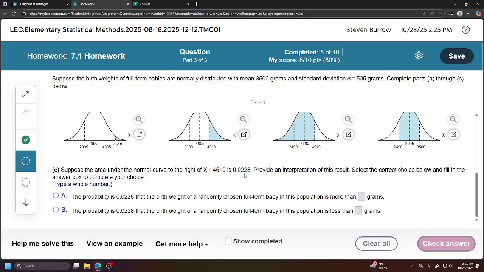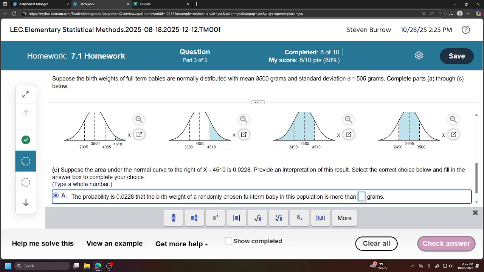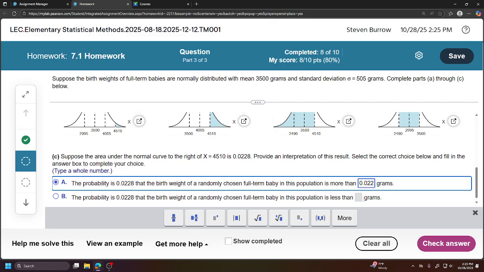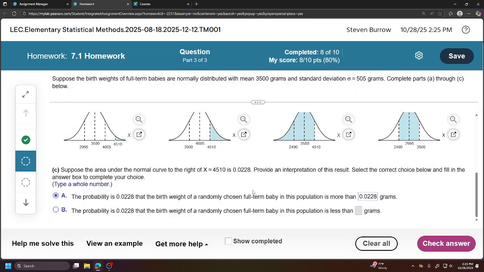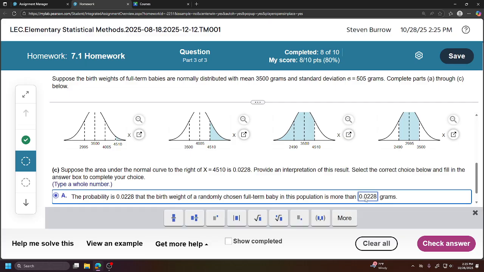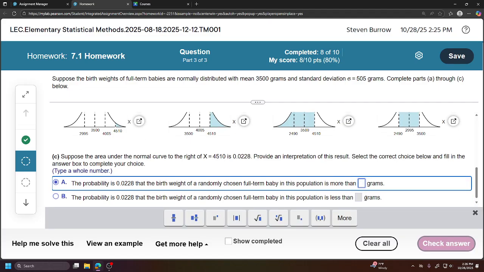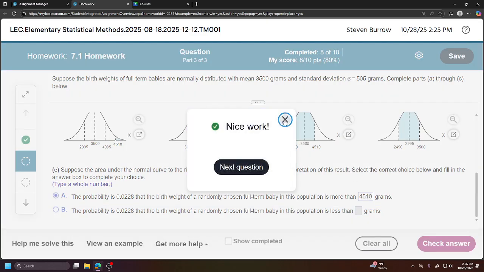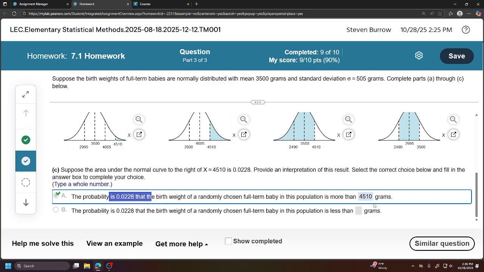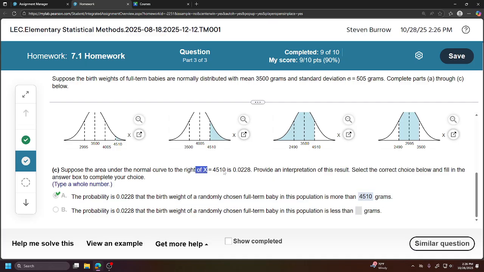So it says the probability is this, and we were talking more than, so I'm going to go with the more than option, and I'm literally copying down that number. Oh, I thought that would work. It says right here, probability is this. Oh. They want the actual number. 4510. Oh, see, they already had the probability over here. They just wanted you to type that number. There's two numbers. We got to put them both in. So one and then the other.